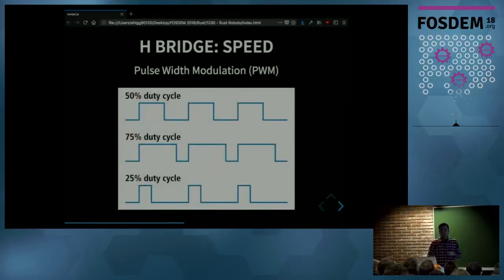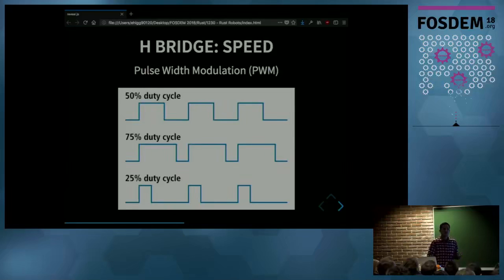And with the H-bridge, you can also control the speed of the motor, which we are going to need in this robot. We can do that using a technique called pulse width modulation. The main idea is that instead of having the motor connected to the power supply the whole time, we are going to connect it just for 75% of the time, say. And the other 25%, we are going to leave it disconnected.